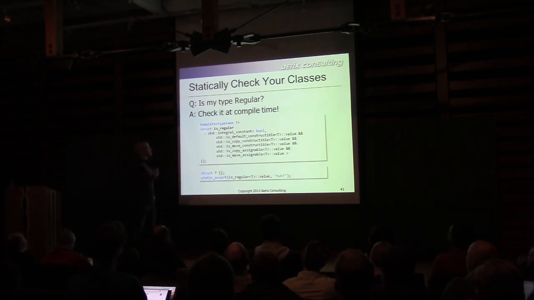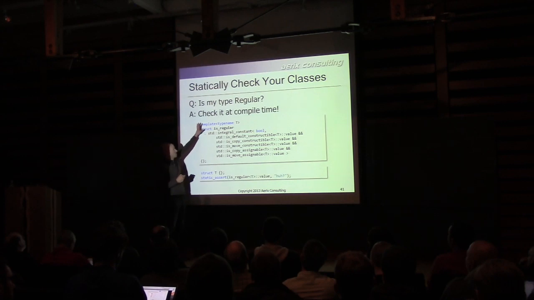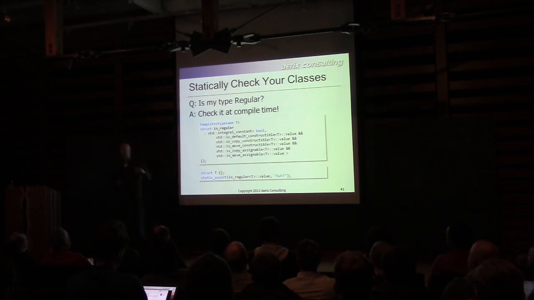Yes, please. Okay. So here's a simple metafunction, like you could test whether or not a type is regular or not. When you design a class, why not just add a static assert right after the class definition? Assert that my type is regular. You could even put it in the header if you want.